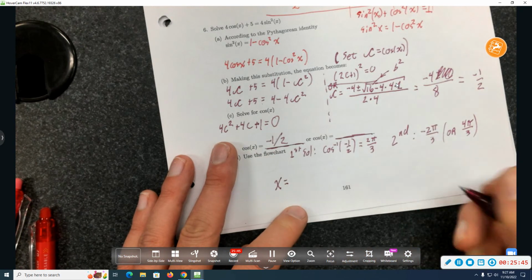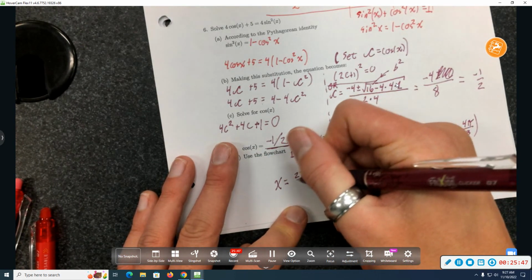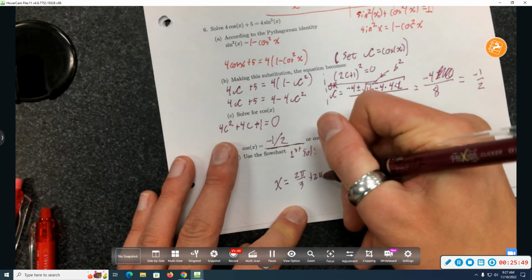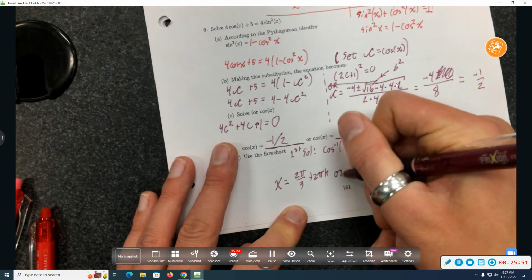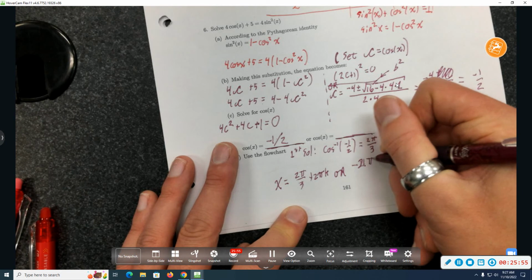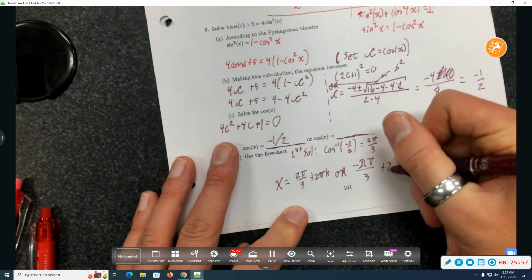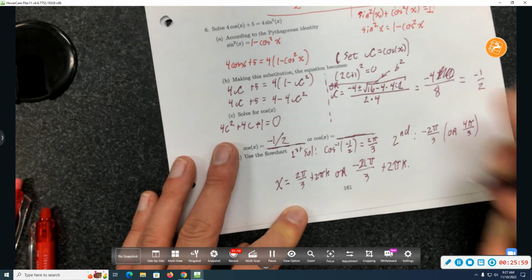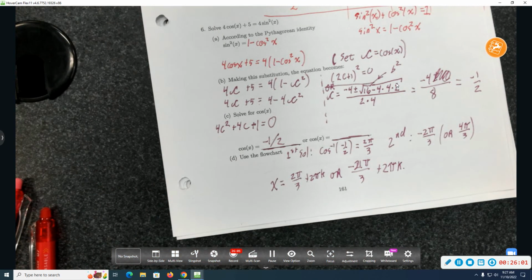So x is 2 pi over 3 plus 2 pi k. Or, I'll use the negative one. Negative 2 pi over 3 plus 2 pi k. That seem pretty reasonable? Any questions right now? So let's look at the graph and see what things we can notice from the graph.